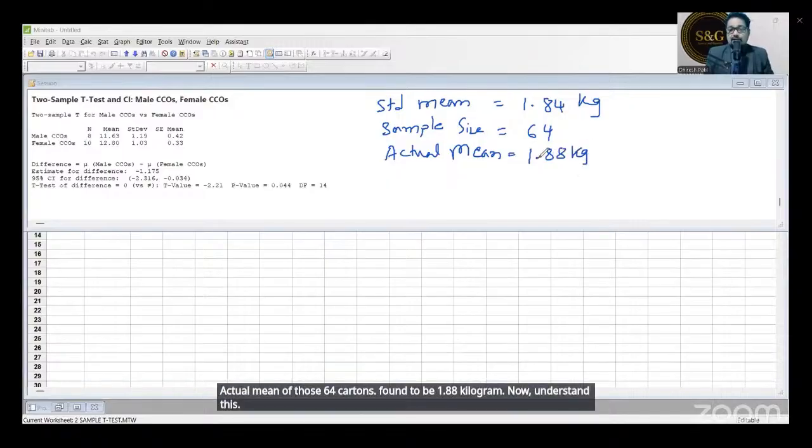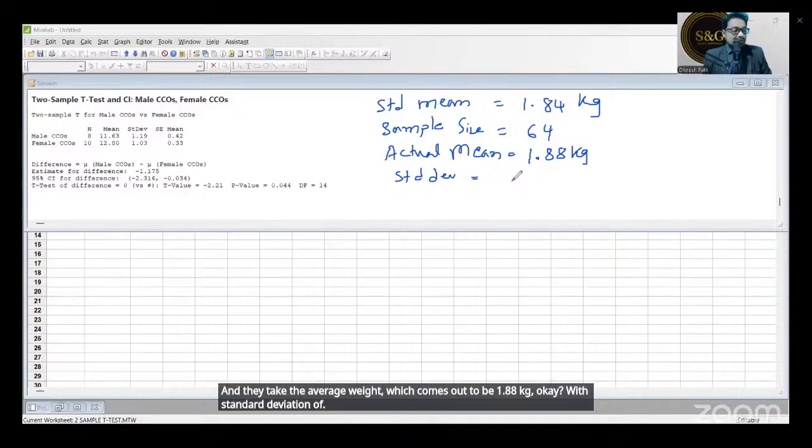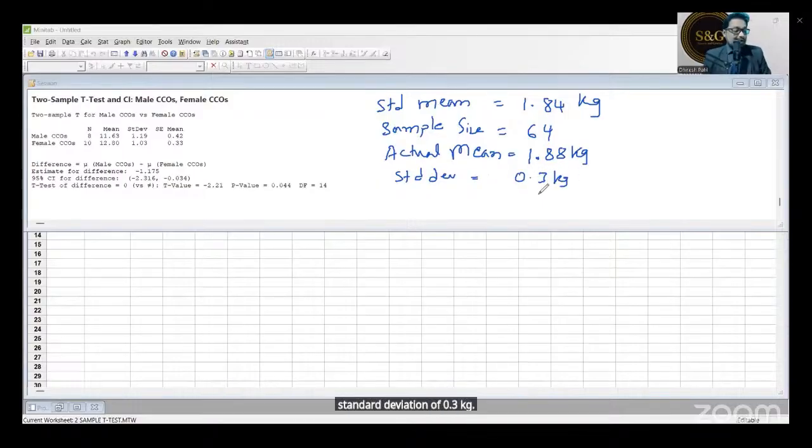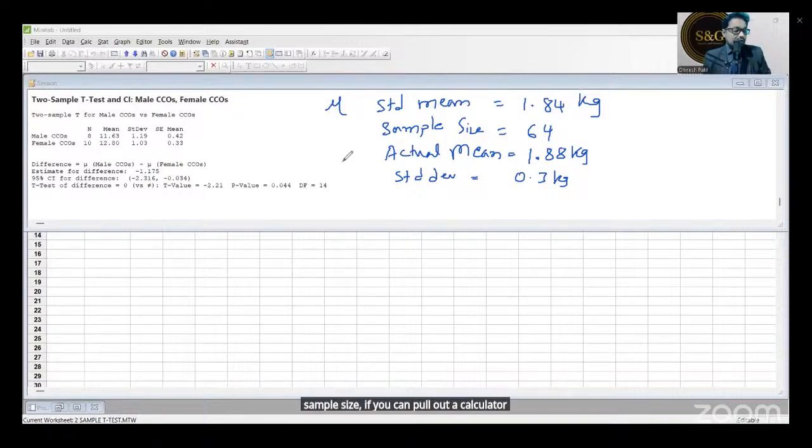Now understand this. The vendor says the weight of the box would be 1.84 kg. They take 64 samples, weigh all the 64 samples, and take the average weight, which comes out to be 1.88 kg, with a standard deviation of 0.3 kg, right? So the standard mean is nothing but mu. If you can pull out a calculator, we'll calculate this manually first. Sample size is n, the number of data points. Actual mean is x bar, and standard deviation is sigma.